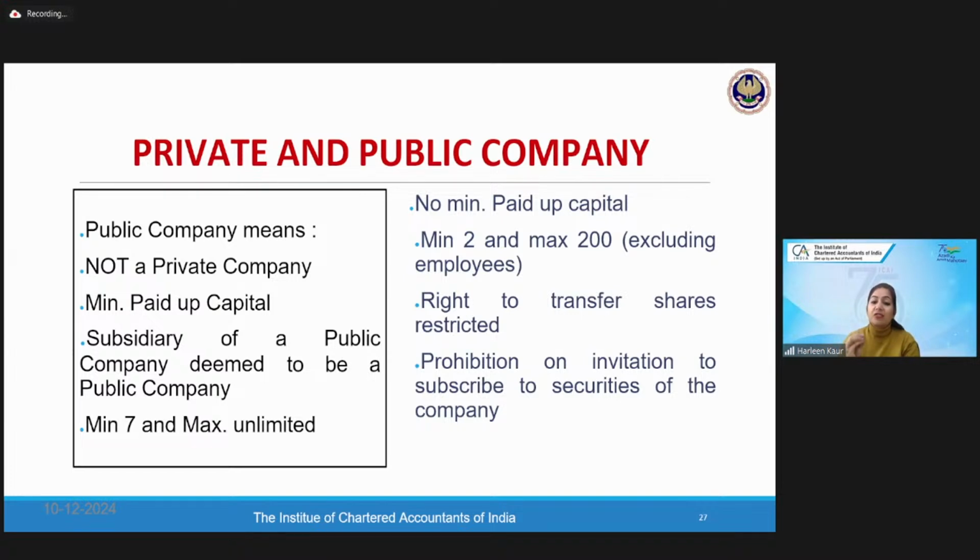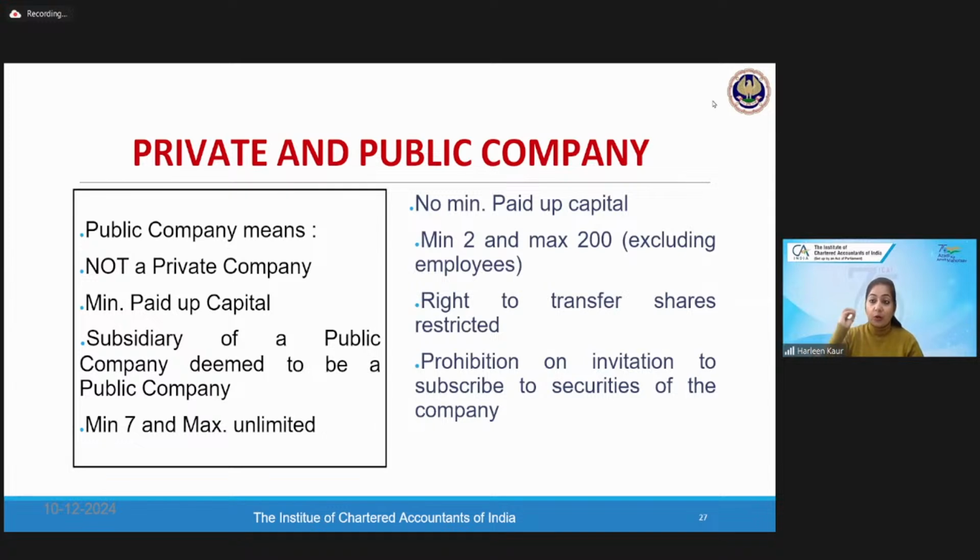Another point is restricting the right to transfer the shares. Private company restricts the transfer of the shares. You cannot transfer your shares freely to anyone else. And also there is a prohibition on inviting the public to subscribe to securities. So you cannot go to the public asking them to take up shares in your company. You're a private limited company. You can have minimum 2 people, maximum 200 people.